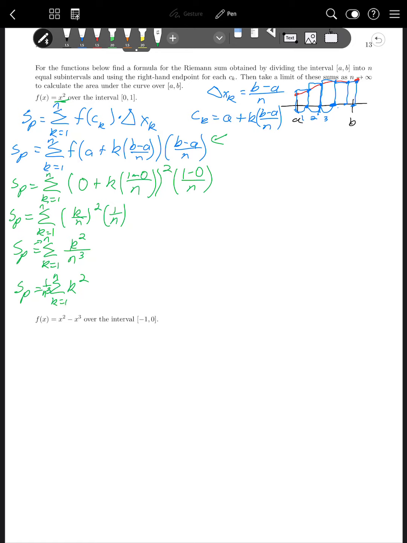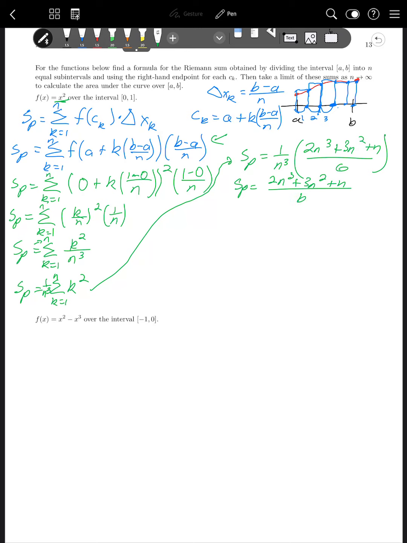And now we can use our k squared rule. So we can come up over here, and our sum, S_P, will be 1 over n cubed times the sum of the first k squared elements, which is (2n cubed plus 3n squared plus n) over 6. And then we can multiply those two together. So S_P equals (2n cubed plus 3n squared plus n) over 6n cubed.